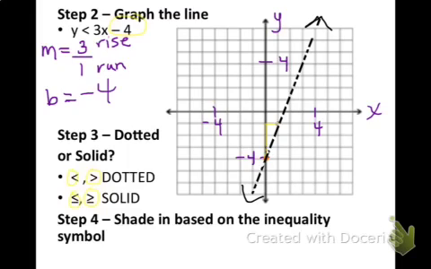So now I'm done with step 3. And again, it's dotted because I don't have the line under my inequality. You need to pay attention to your inequality to tell whether it's going to be dotted or not. Alright, and the last step is pretty easy.